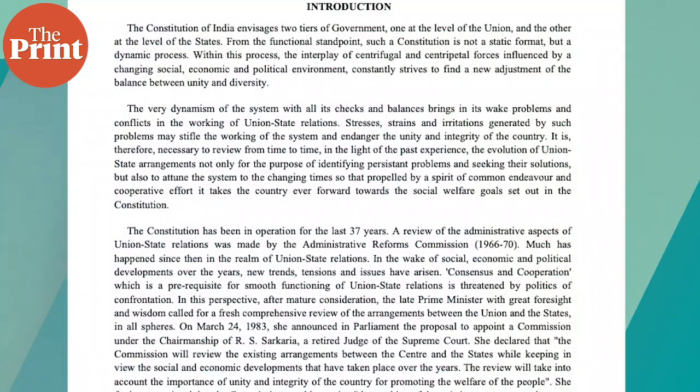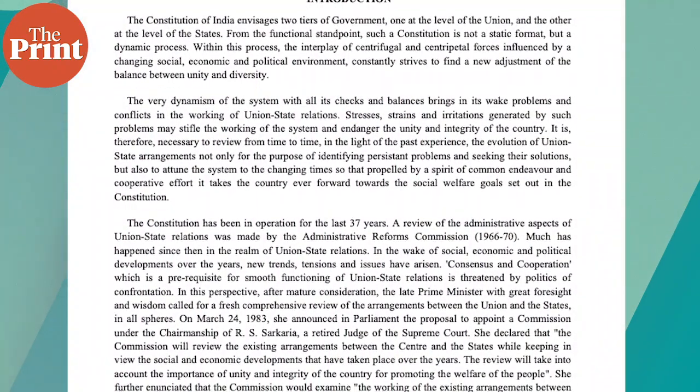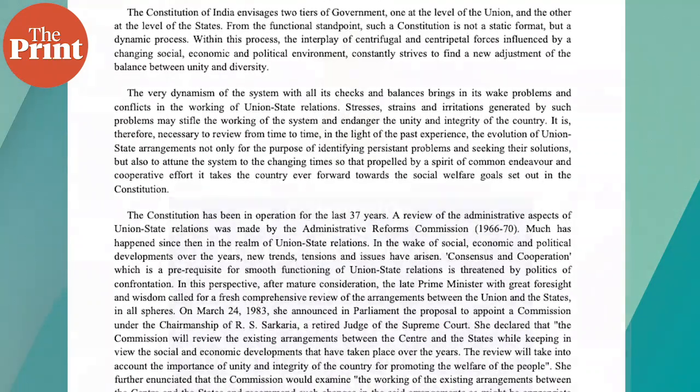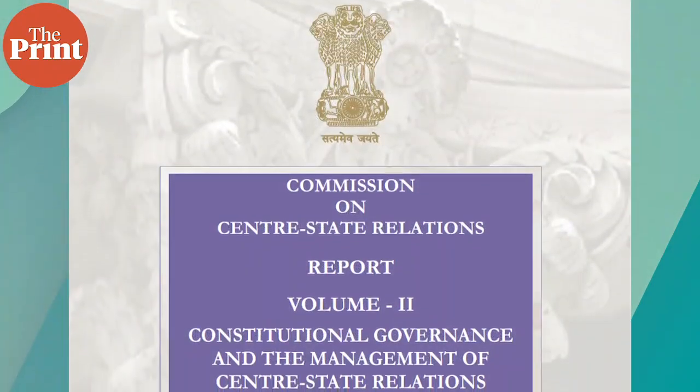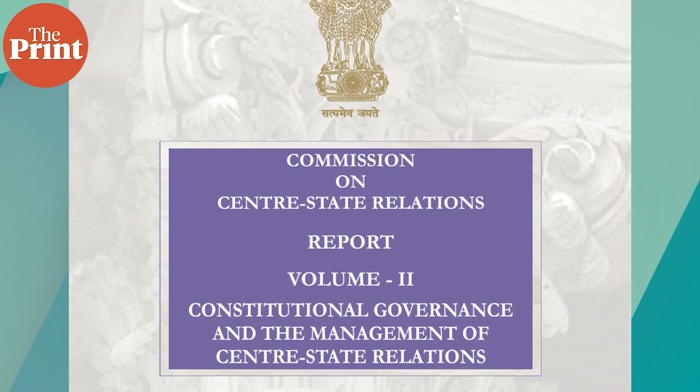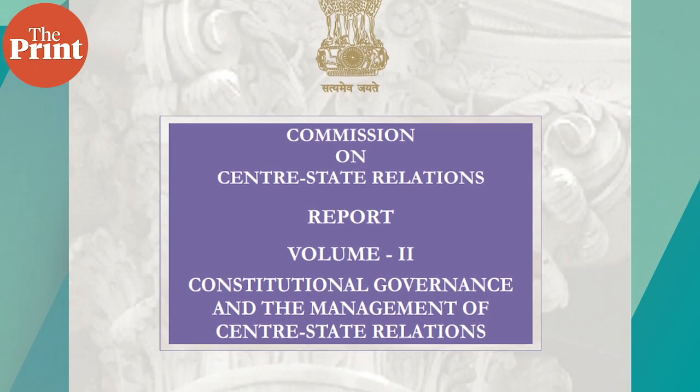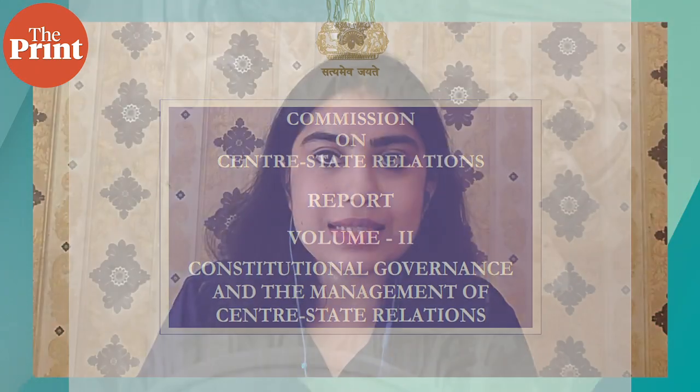So basically the issue arises where there is a fractured mandate. There are no specific rules or guidelines to be followed in case of a hung assembly, but there are 2 reports on this issue which actually explain what the governor can do in such a situation. Now, the first is the Justice Sarkaria Commission report on center-state relations, and the second is the Justice M.L. Punchi Commission report on constitutional governance and management of center-state relations. I'll be linking the 2 full reports in the description.